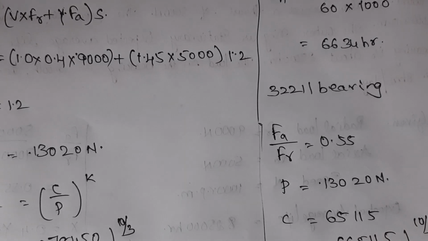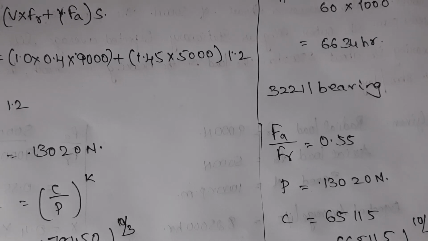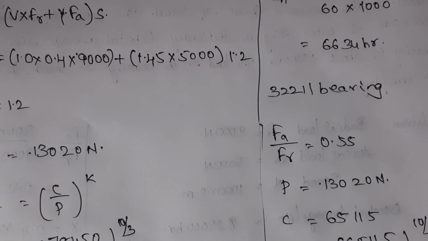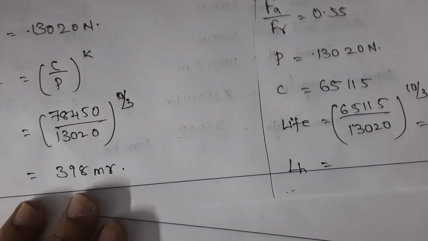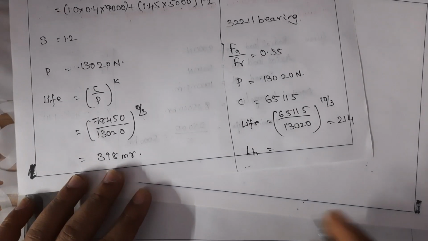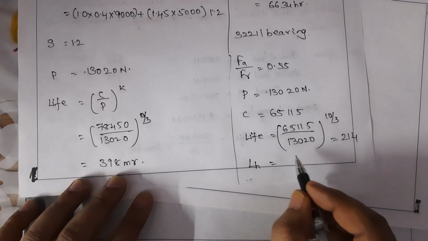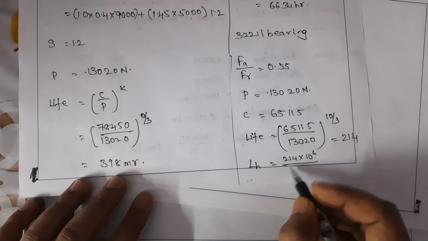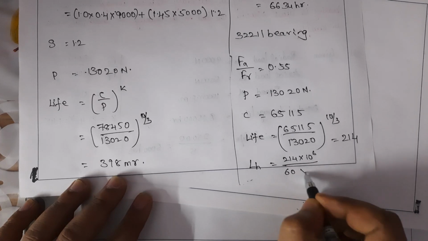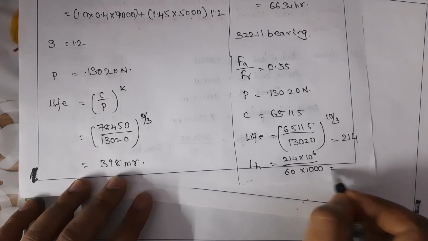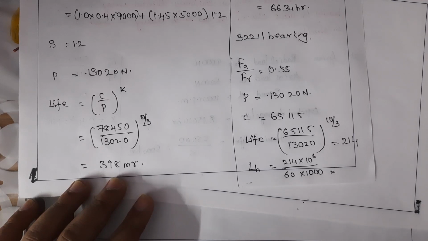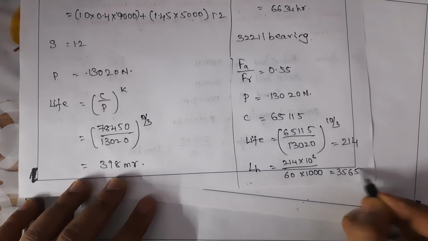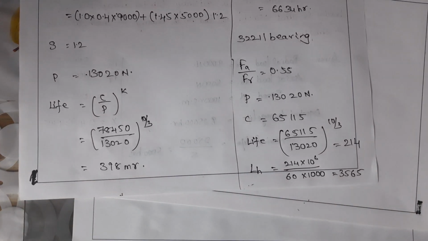I have got an answer of 214 million revolutions. So life in hours is equal to 214 into 10 to the power of 6 by 60 into 1000. We get an answer of 3565 hours.